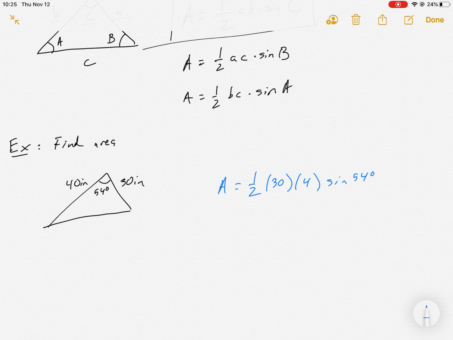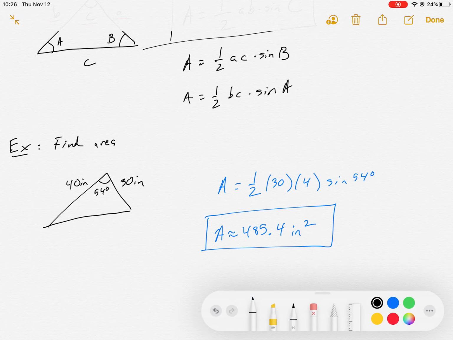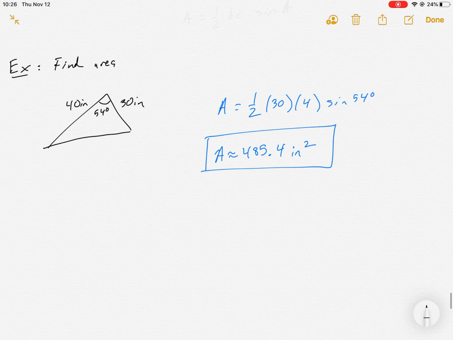So let me go ahead and plug that into my calculator real quick. 1/2 times 30 times 40 times sine of 54 degrees. So I get about 485.4, and it'll be inches squared. So that was just another formula for you. We now have an area formula.